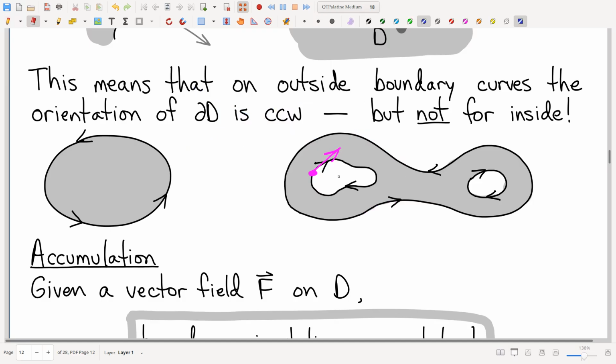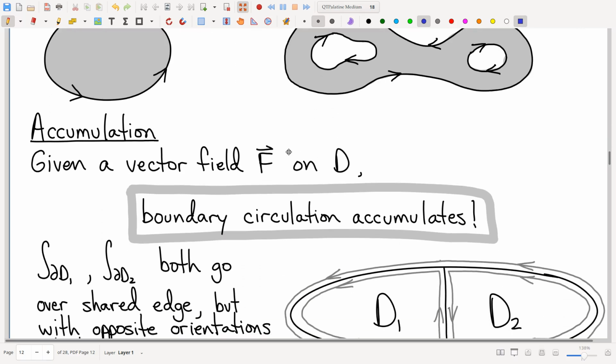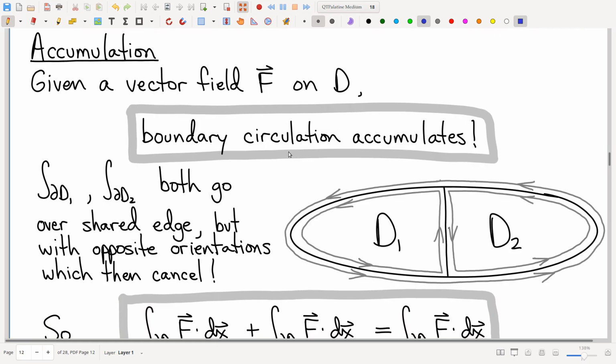Okie dokie. So here we are, we're ready to do it now. I'm going to tell you what the brand new, very important accumulating quantity is. It does presume that we're interested in a particular vector field F. With that given, here's the new accumulating quantity: boundary circulation. It's very surprising, very non-obvious, that this has the feature that I claim. I claim that this is an accumulating quantity. It doesn't feel like it ought to be, but it is.